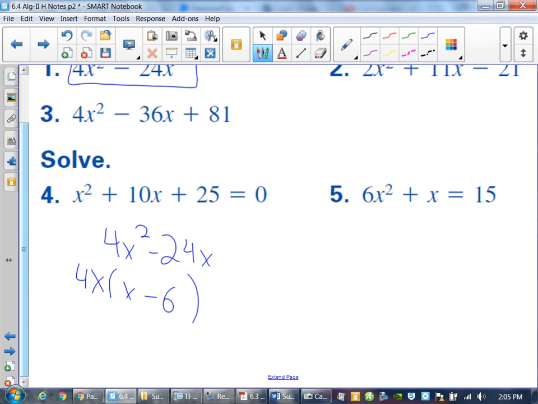No. Did this say equals 0? No. So you don't have to solve for zeros. Okay, that's the only difference.